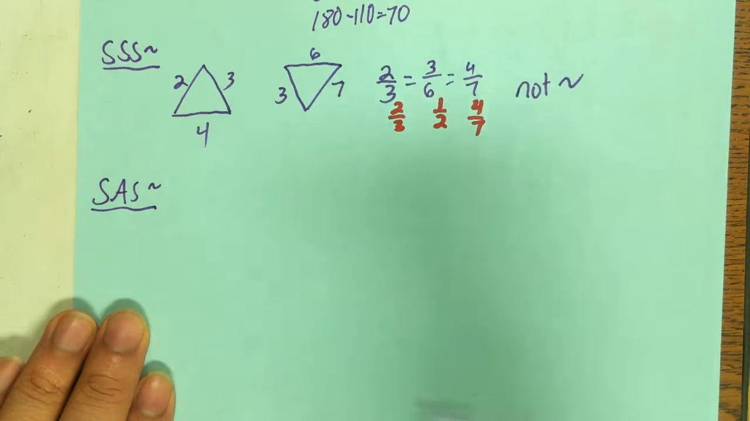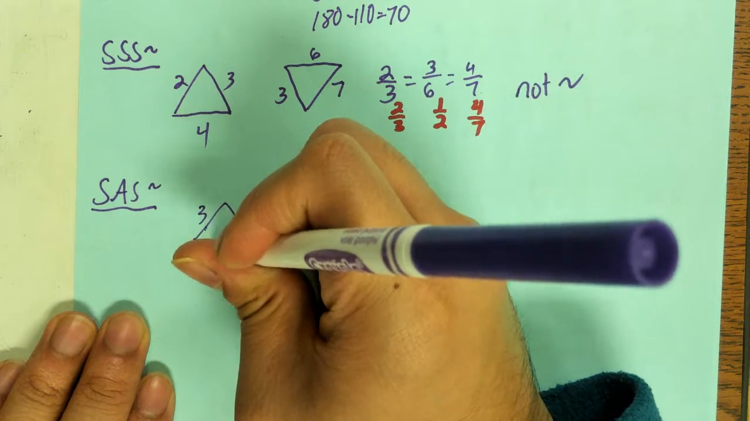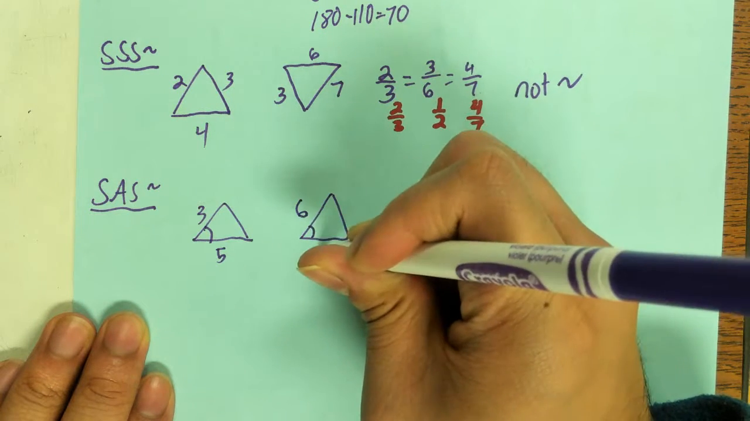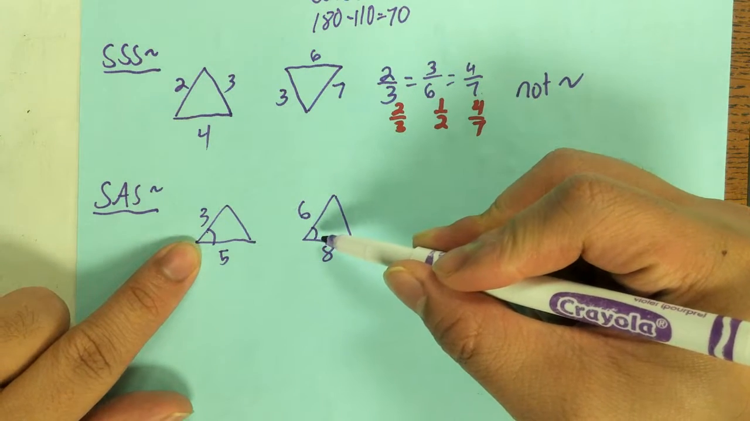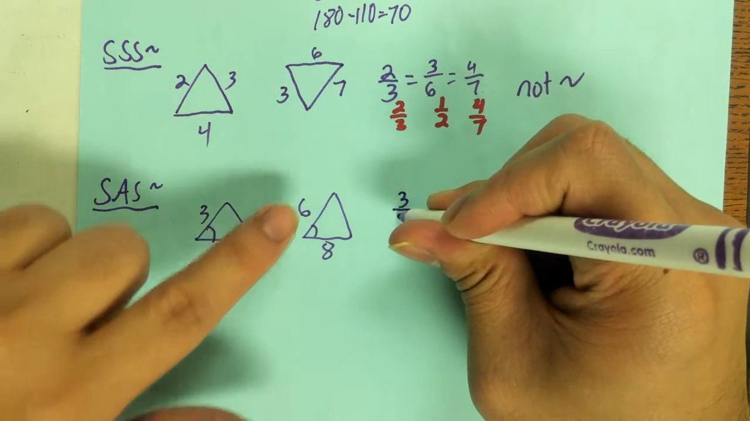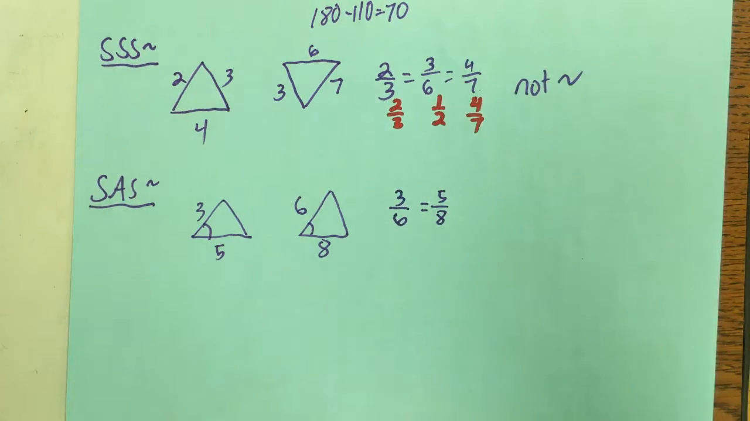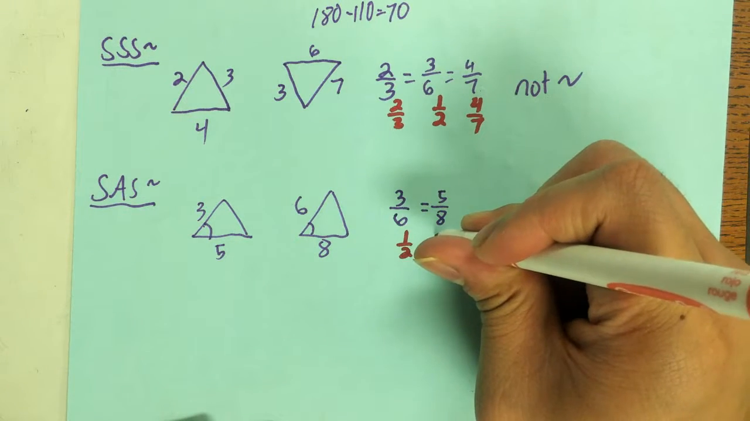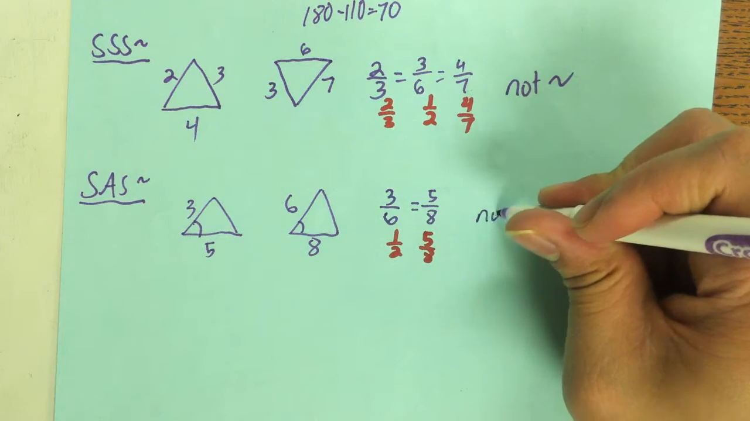Same deal for SAS similarity. So we have a pair of congruent angles that works. We need to set up our proportion. 3 short side over 6 short side equals middle side 5 over 8 middle side. When you simplify these, 3/6 simplifies to 1/2, 5/8 stays 5/8. 1/2 and 5/8, they're different, which makes it not similar.